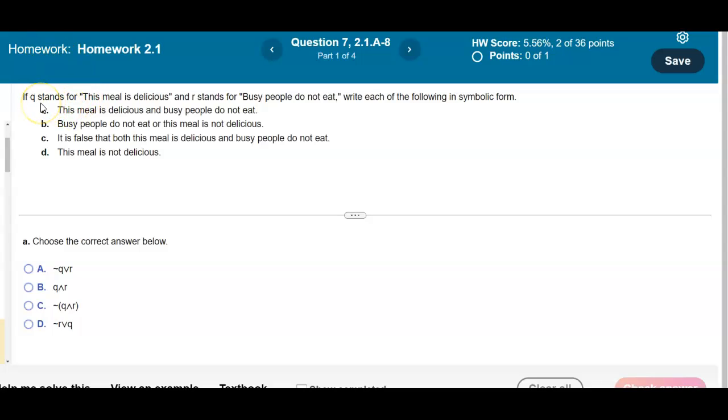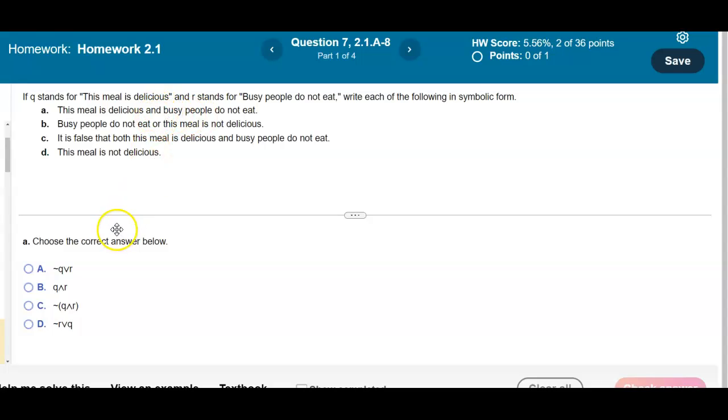If Q stands for this meal is delicious and R stands for busy people do not eat, write each of the following in symbolic form. In part A, it says this meal is delicious. So if this meal is delicious, we're going to call that Q because that's what Q stands for. And then R stands for busy people do not eat, and it says and busy people do not eat. So therefore, it's going to be listed as R.